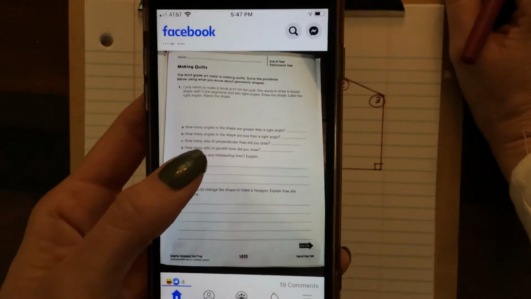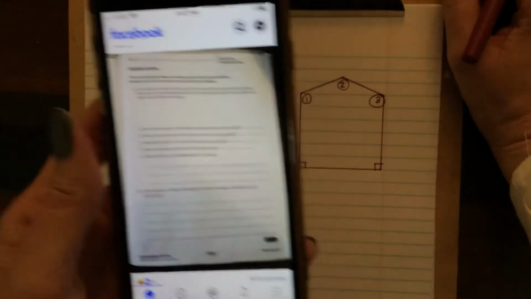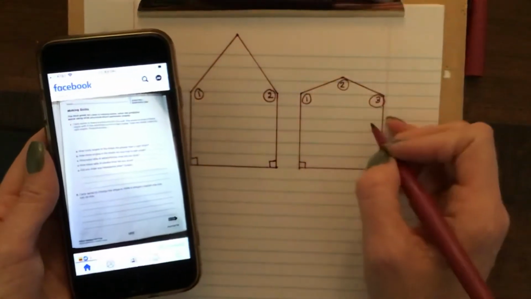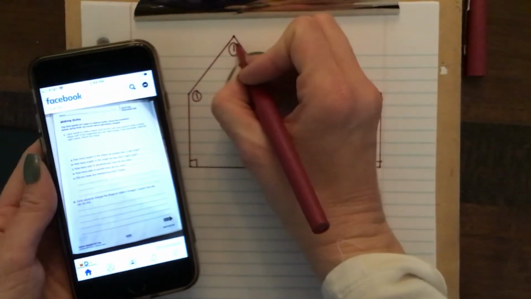I should say. Let's see, how many angles in the shape are less than a right angle? Well, if you drew this, there would be none. If you drew this, then there would be 1. Okay.